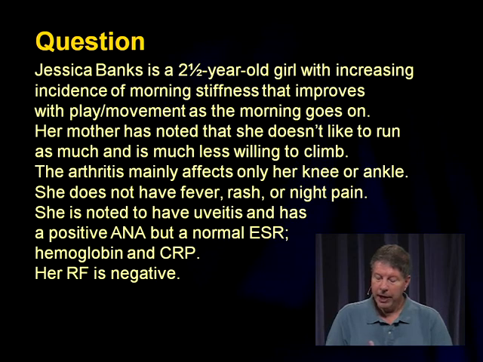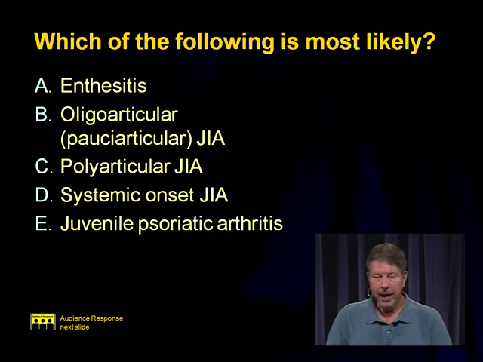She's known to have a uveitis and has a positive ANA, but a normal SED rate, hemoglobin, and a C-reactive protein. Her rheumatoid factor is negative. So which of the following do you think she has? Enthesitis, oligoarticular JIA, polyarticular JIA, systemic onset, or juvenile psoriatic arthritis?